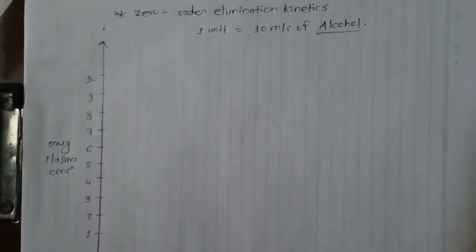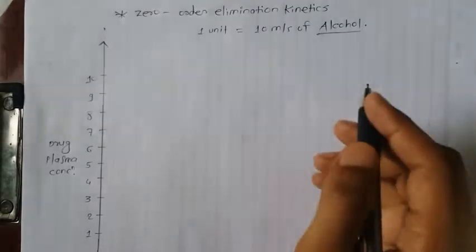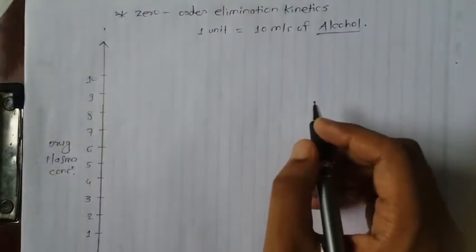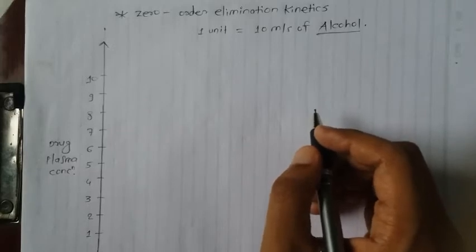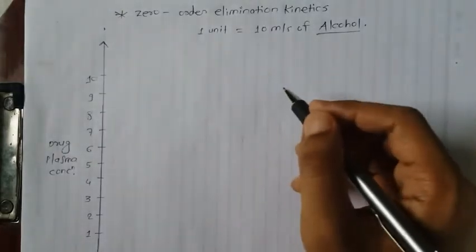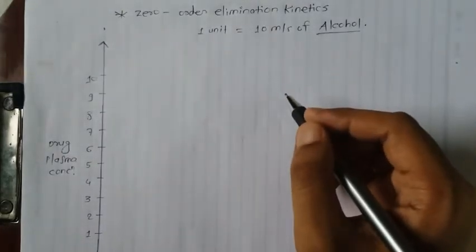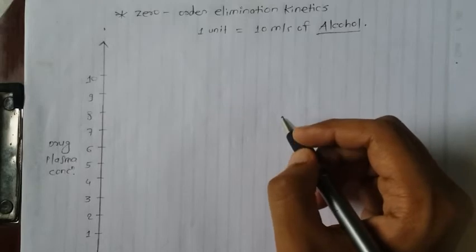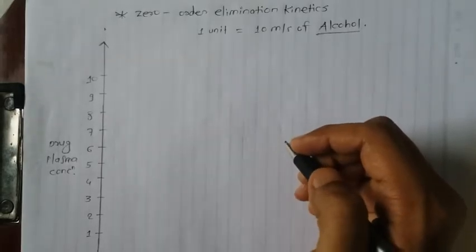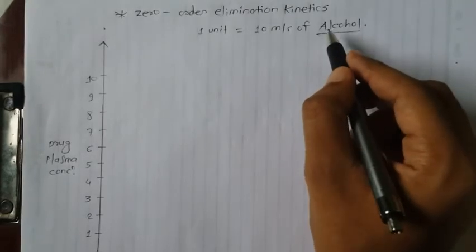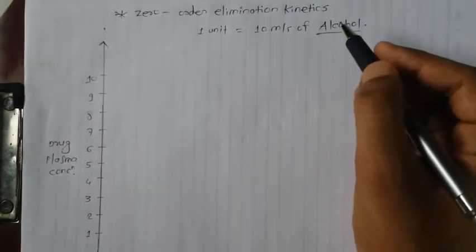So next, consider zero order elimination kinetics. That is, the rate of elimination of the drug is independent of the concentration of the drug present in the blood. That is, it does not depend upon the concentration of the drug present. A particular amount of drug is eliminated by the body in a particular time, independent of the concentration of the drug. So consider the example of alcohol, which is eliminated by zero order kinetics.